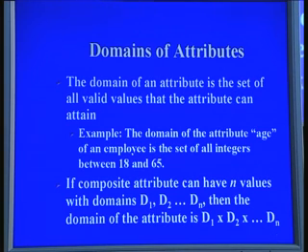So the first attribute can take a value between 18 and 65, and the second attribute can take a value between 0 and 10, and so on. So the domain of the entire attribute is just a Cartesian product of all of these domains.